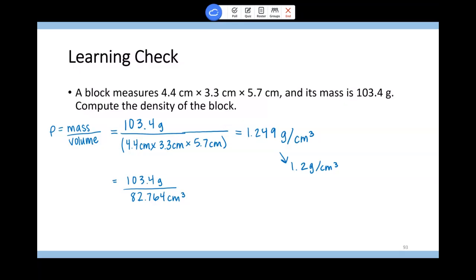So we know that we should have two sig figs in the final answer because of the two sig figs in the calculation. But if we were to round to 83 here, then we would end up with a less accurate density. So we keep extra digits here, and then we round to two sig figs at the very end.